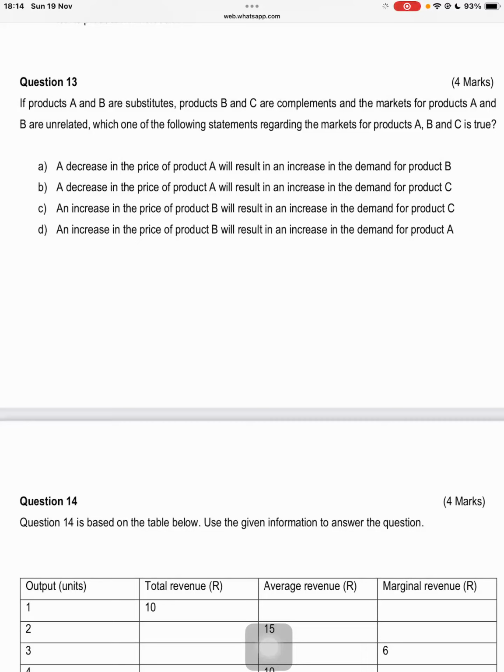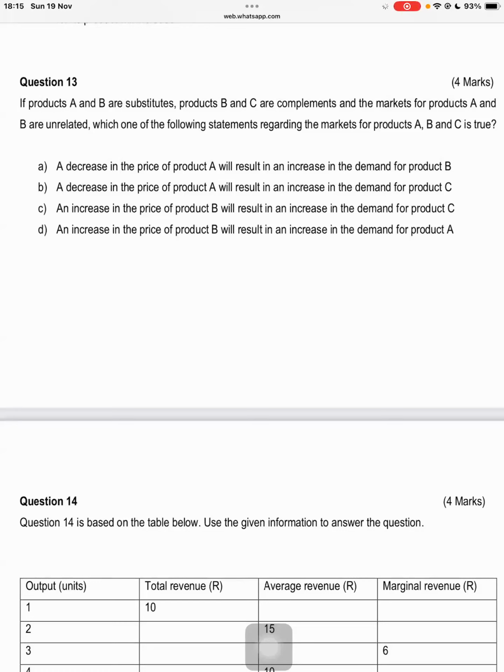Look, when I did this, it made sense why I was choosing B. Hear me out here, and if I'm wrong, you just correct me. My thinking was, okay, because product A and B are substitutes, but they're not in a market which is related to each other. Then I said, no, what if the price of B increases?